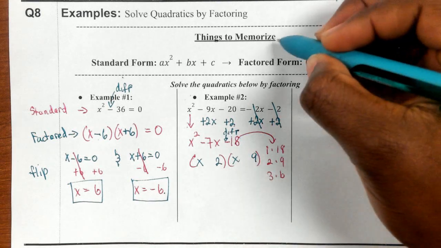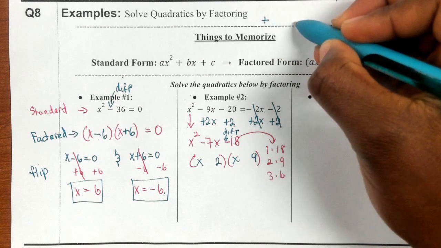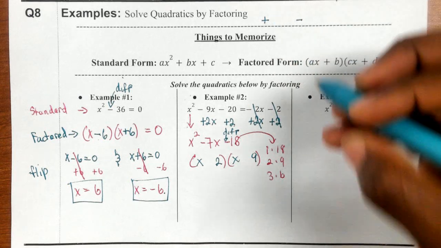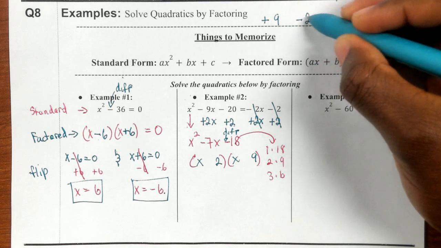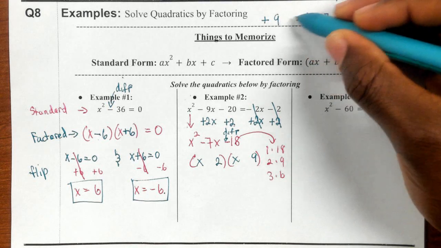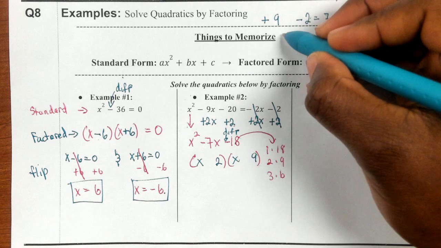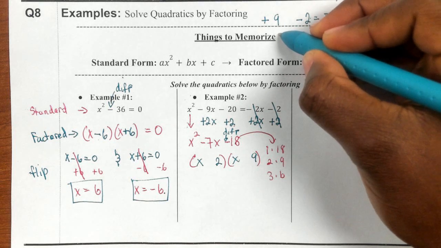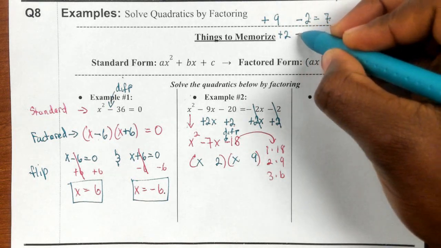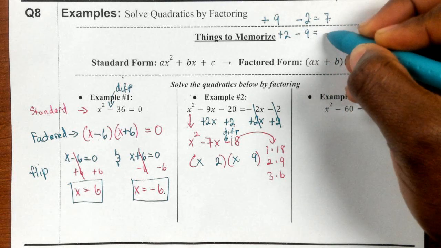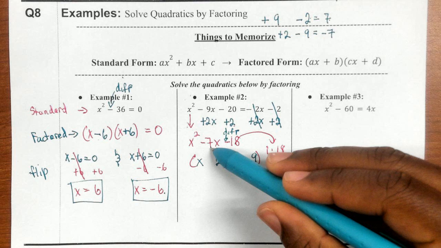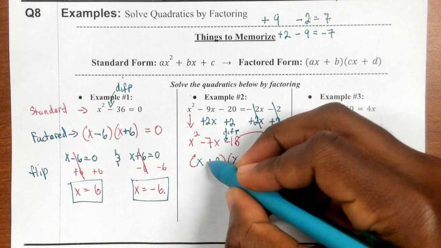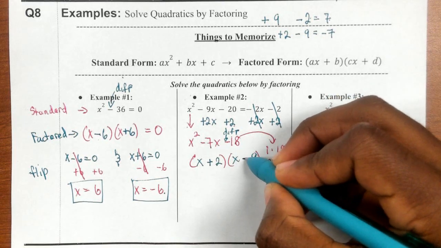Alright, so that means that one of them will be positive, and the other will be negative. If the 9 was positive and the 2 was negative, that would give me positive 7, because 9 minus 2 is 7. But if the 2 was positive and the 9 was negative, I would get negative 7. And what did I want? Negative 7. So the 2 is positive, the 9 is negative.